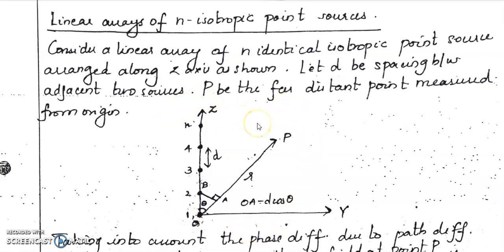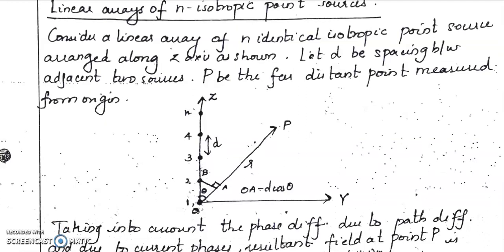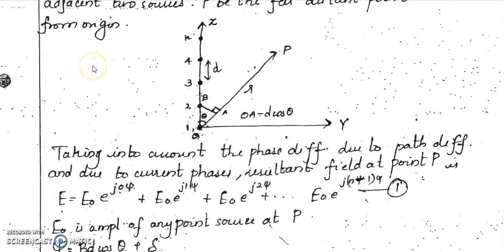Let d be the spacing between adjacent sources. Then we consider a point P at a far distance. We want to measure the electric field intensity at that point. Here we consider n identical isotropic point sources. We consider the phase difference due to path difference and due to current phase.